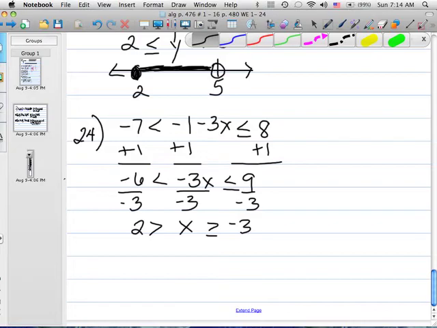Looking at the numbers, those are not the correct order to graph. So I'm going to move the -3 over here. Keep the right inequality, it'll be less than or equal to. x is greater than or equal to -3, therefore it's less than or equal to. -3 is less than or equal to x. 2 is greater than x, therefore x is less than 2.